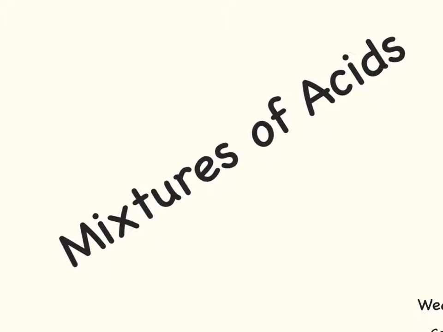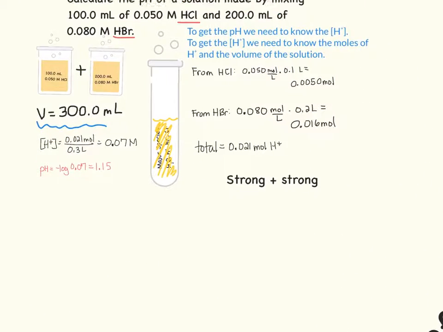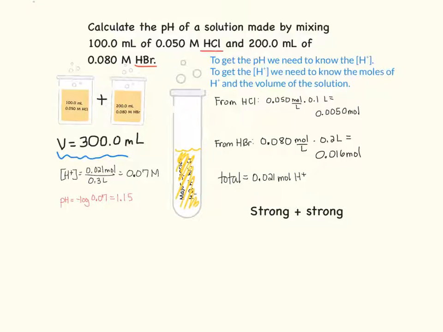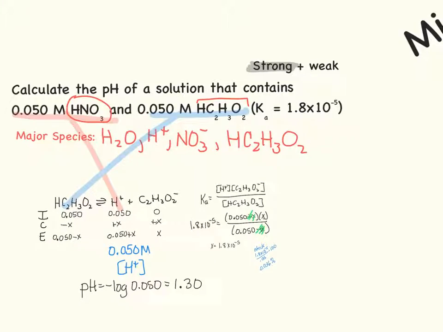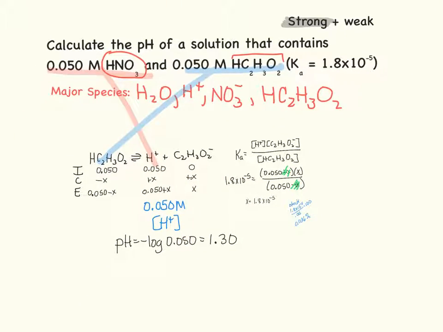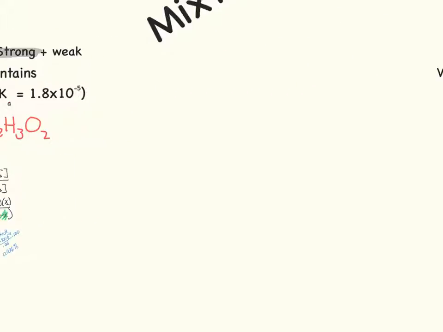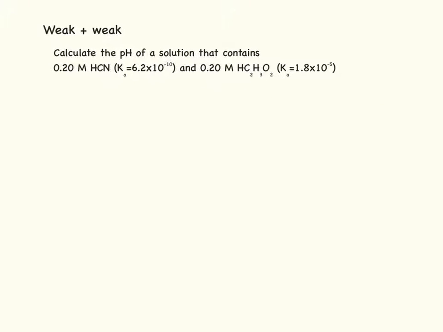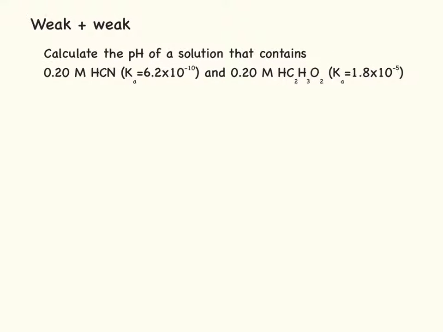Phew, that's two problems down, one to go. I bet you can guess what we're going to do next. Let's see. We did a strong acid plus a strong acid. Then we did a strong acid plus a weak acid. Seems to me that the only combination left is going to be two weak acids mixed together.